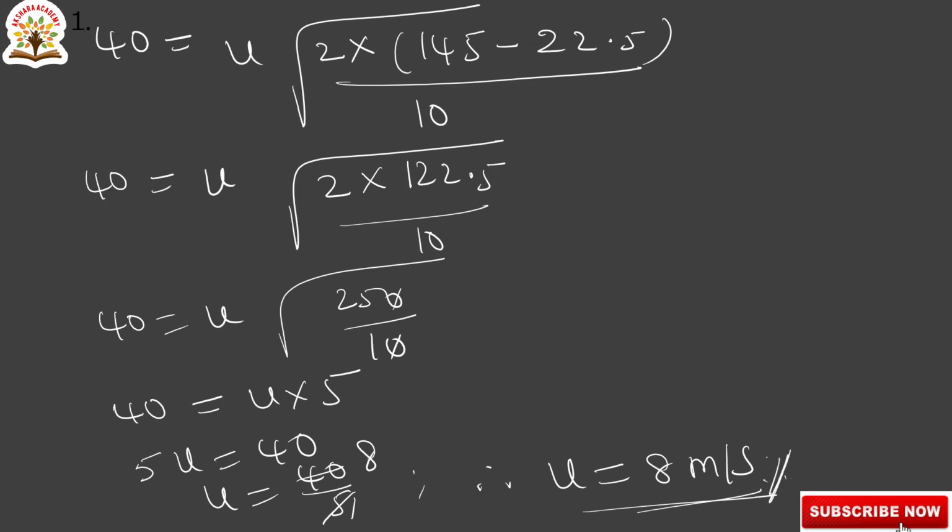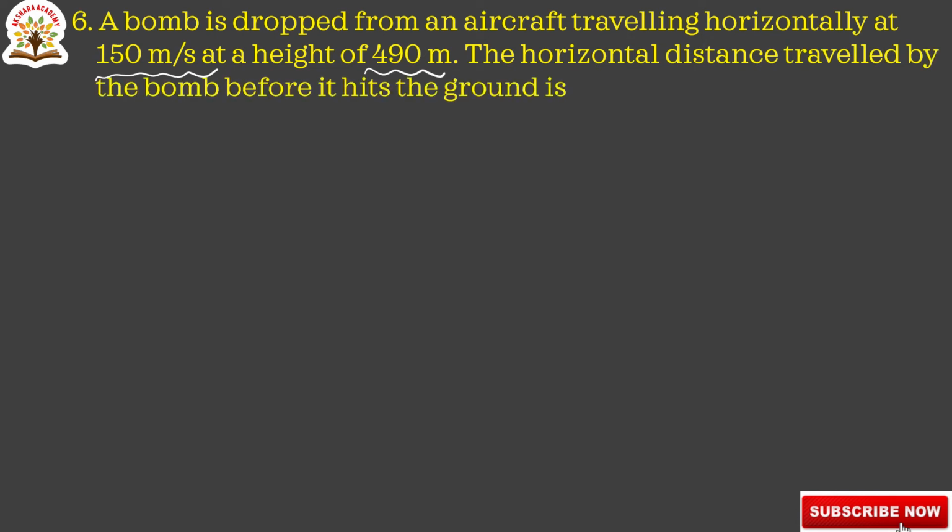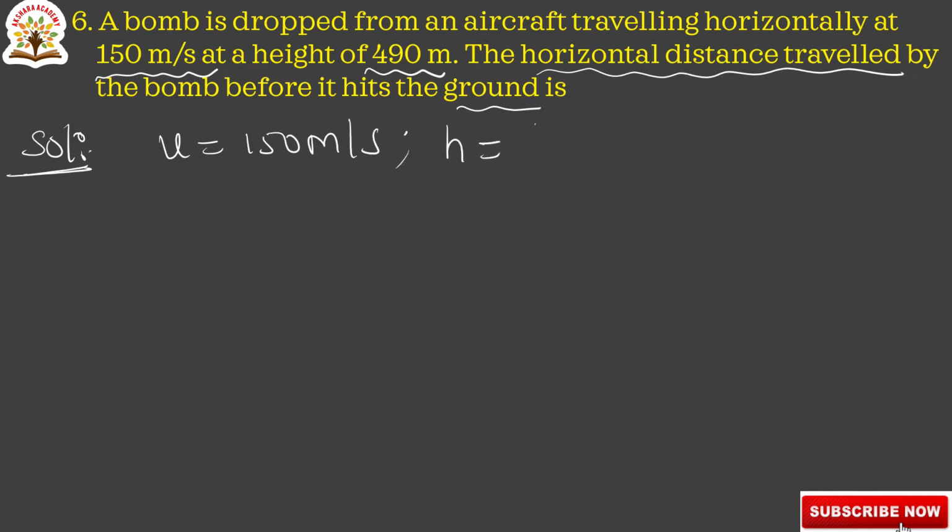Next we will go to the next question, sixth one. A bomb is dropped from an aircraft traveling horizontally at 150 meters per second at a height of 490 meters. The horizontal distance travelled by the bomb before it hits the ground is. Here you have to calculate the horizontal distance travelled by the bomb before it hits the ground. Now let us go to the solution. Here they given u as 150 meters per second and h is equal to 490 meters, and r you have to calculate. Horizontal distance you have to calculate.